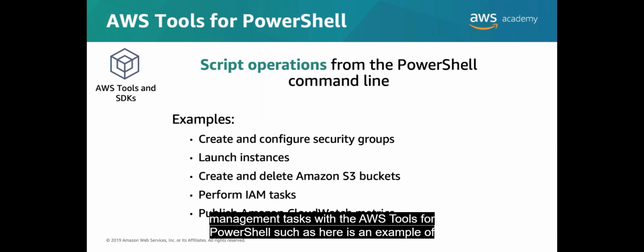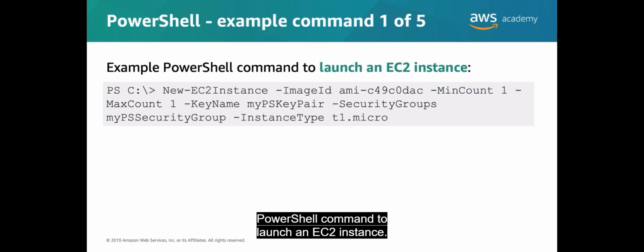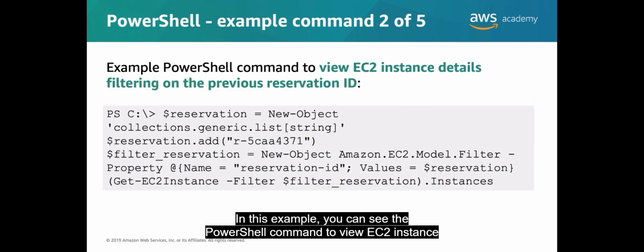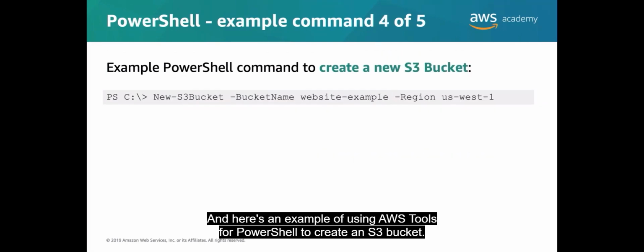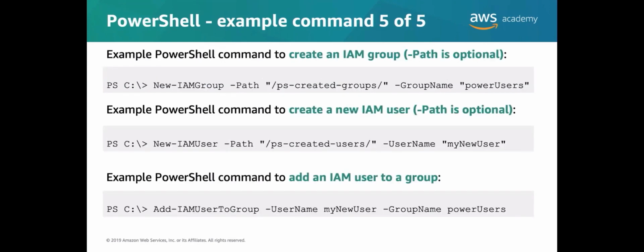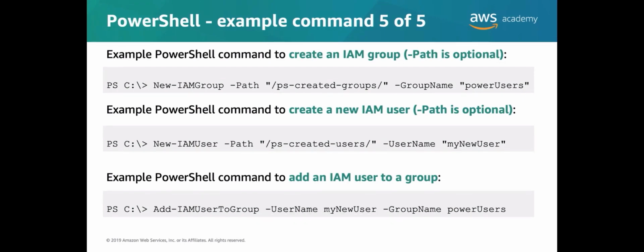such as, here is an example PowerShell command to launch an EC2 instance. In this example, you can see the PowerShell command to view EC2 instance details by filtering on the reservation ID returned in the previous example. This example shows how to use AWS Tools for PowerShell to create a security group in Amazon VPC. And here's an example of using AWS Tools for PowerShell to create an S3 bucket. And finally, here's an example of how to create an IAM group and an IAM user.